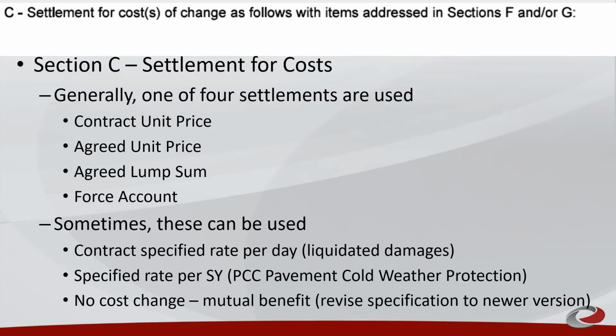Section C, settlement of cost. Generally, one of 4 settlements are used: contract unit price, agreed unit price, agreed lump sum, and force account. Sometimes there are additional settlement of costs that can be used, as shown.